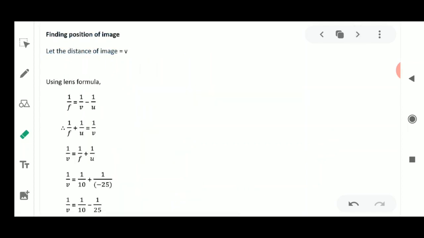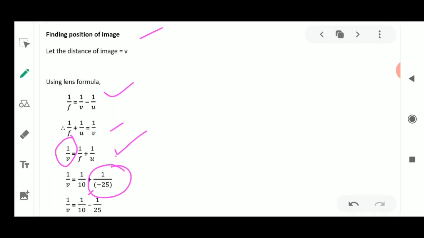Next we have to find the position of the image. The position of the image means we need to use the lens formula, to find out the distance of the image at which it is being formed. So we need to find out v. Using the lens formula, 1 by f is equal to 1 by v minus 1 by u. So 1 by f plus 1 by u is equal to 1 by v. We just rearrange the formula and we get this. Next we find 1 by v, substituting 1 by f as 1 by 10, and 1 by u as 1 upon minus 25.